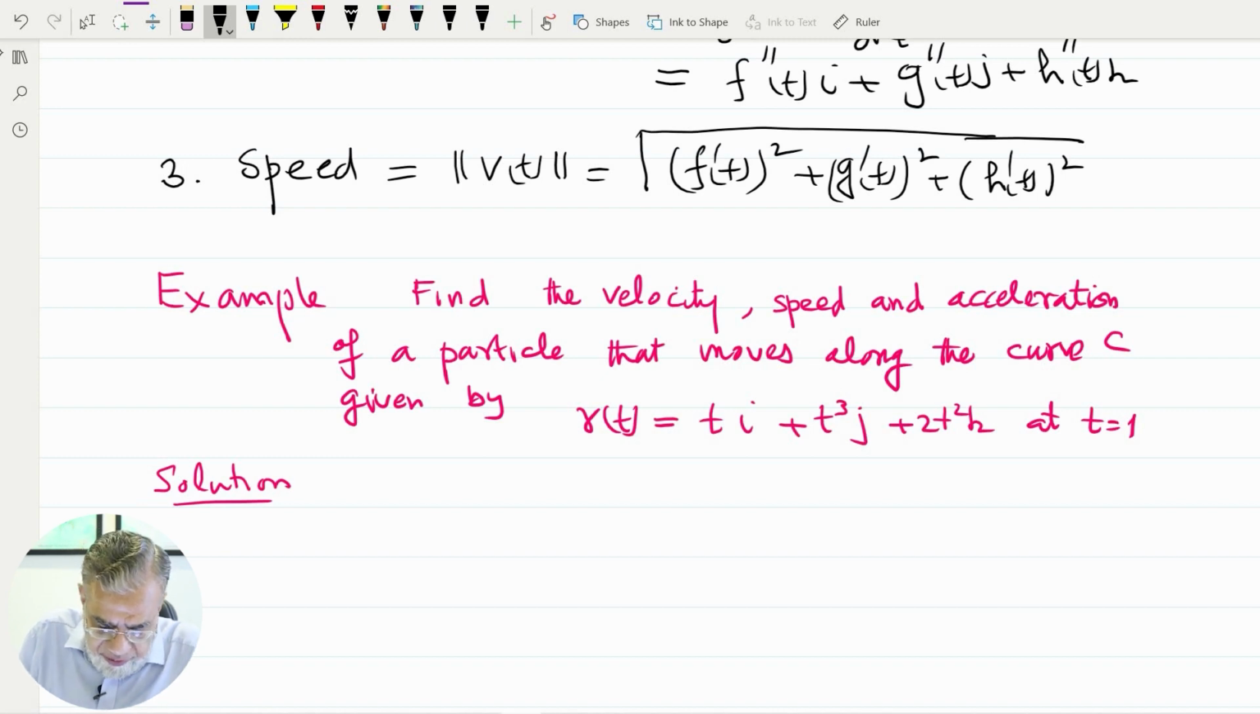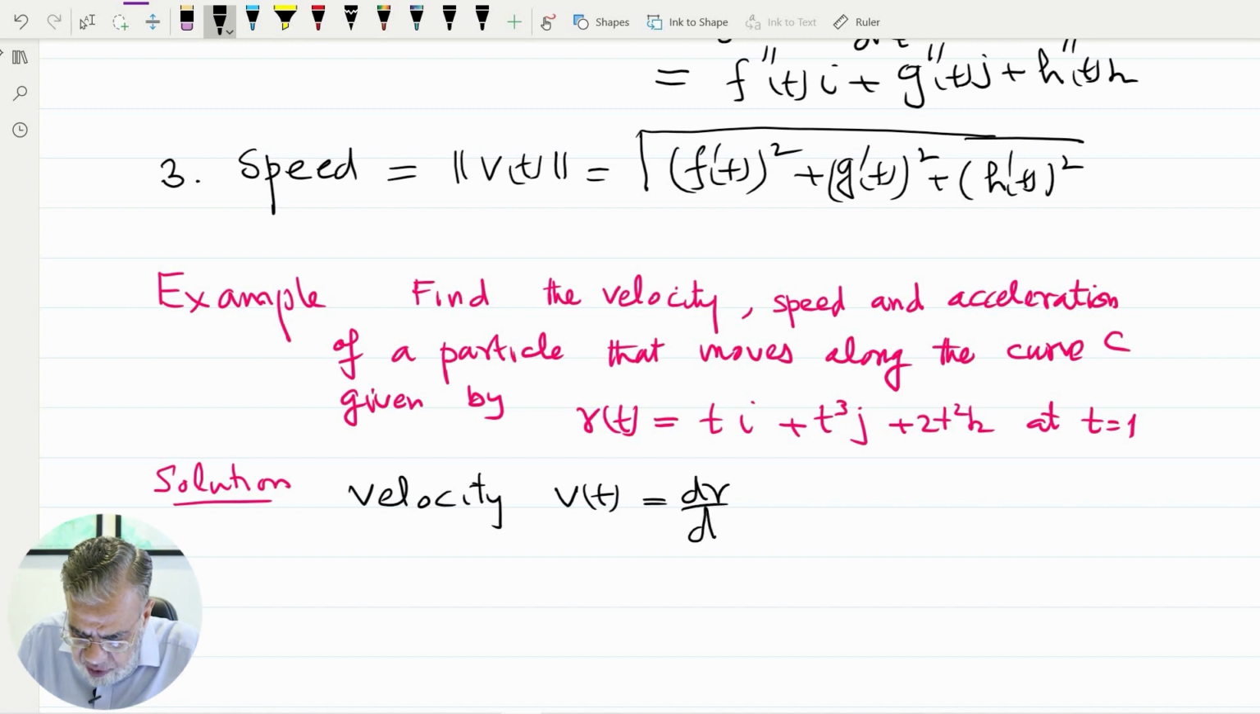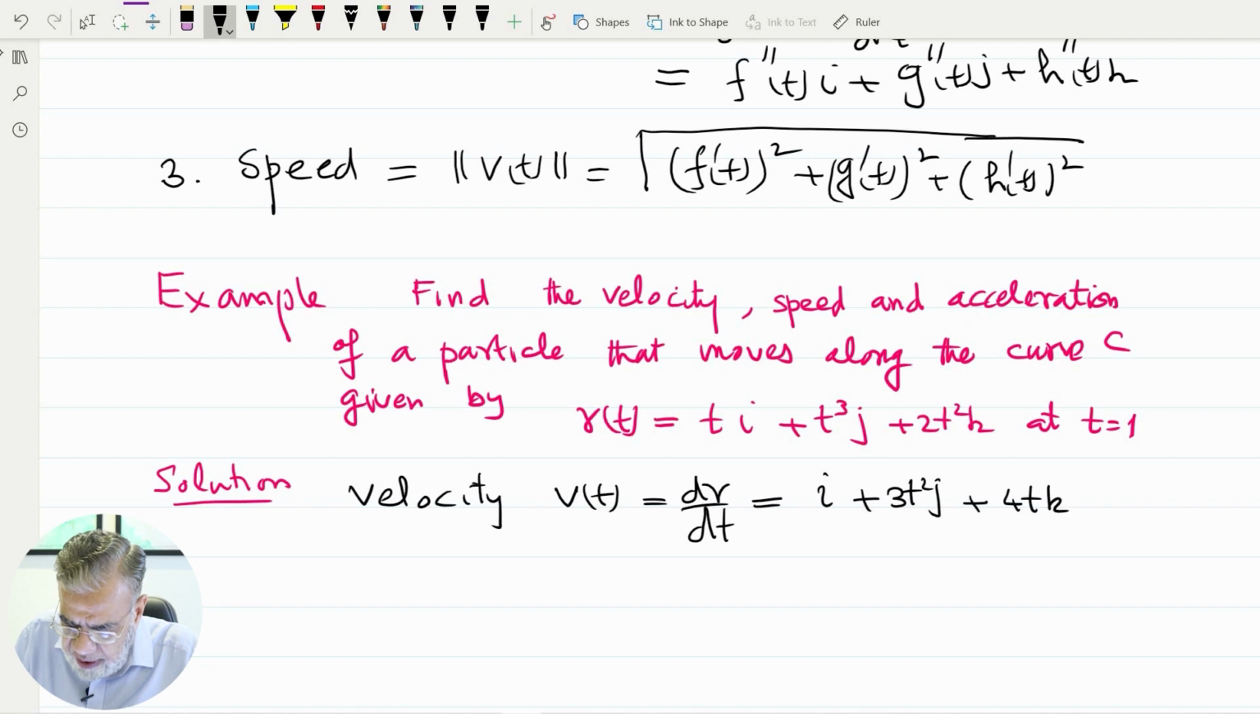If we want to find the velocity, we have just developed the formula for this. Our velocity v of t is equal to dr by dt. So we take the derivative of this, which is equal to i plus 3t squared j plus 4t k.